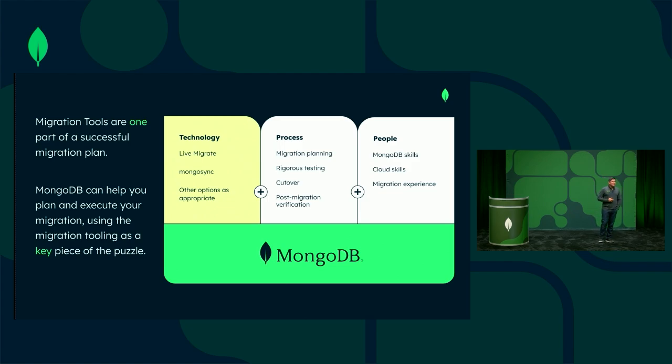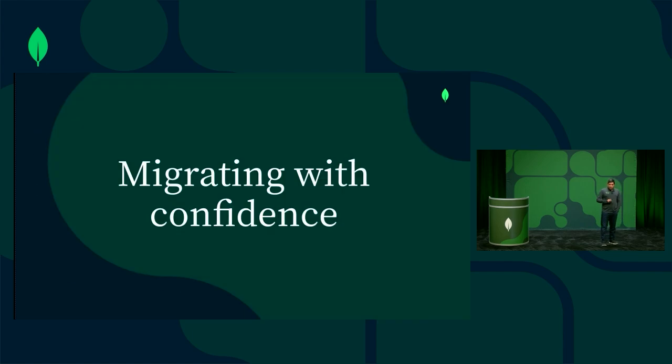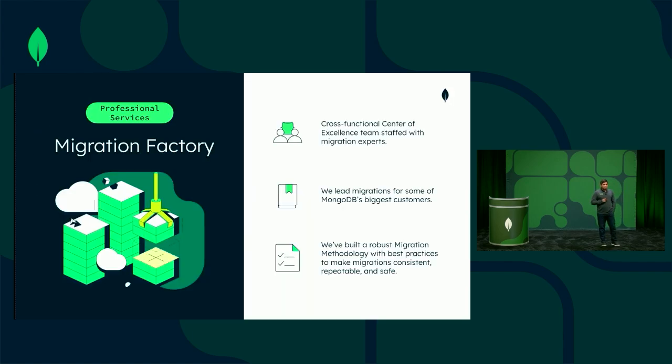Revethy talked a bit about the tooling. I want to talk a bit about what we are doing on the processes and people side to complement the work that our engineering team is doing. I lead an organization named the Migration Factory at MongoDB. We are a cross-functional center of excellence focused on migrations because migrations are a strategic priority for us. And we have members from professional services, members from technical support, and members from product and engineering team.